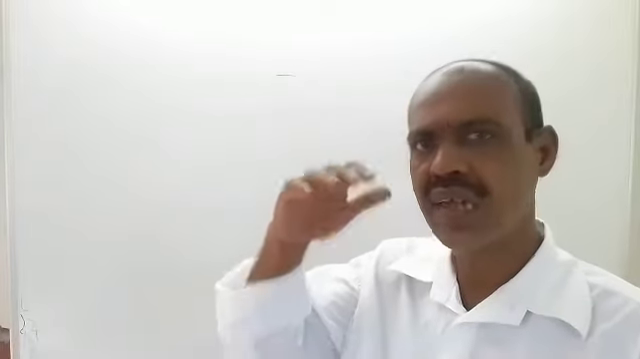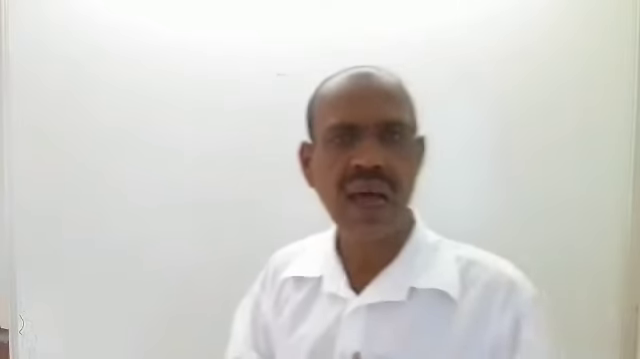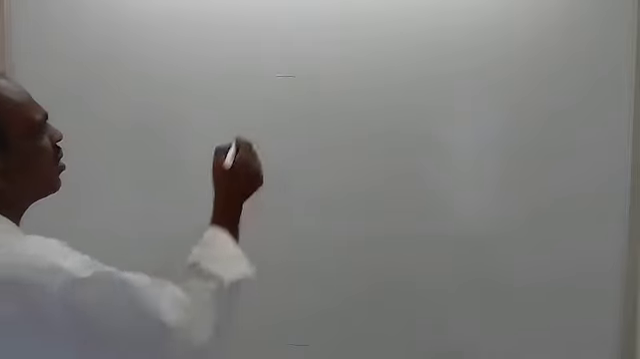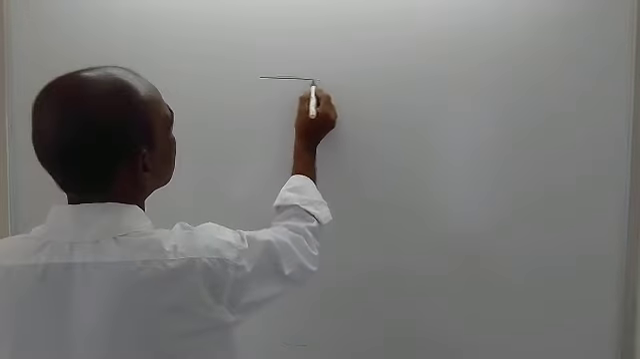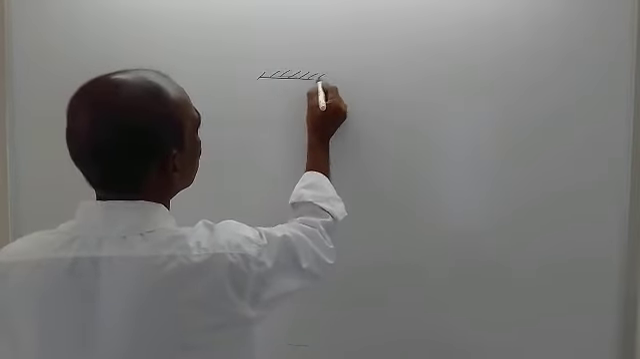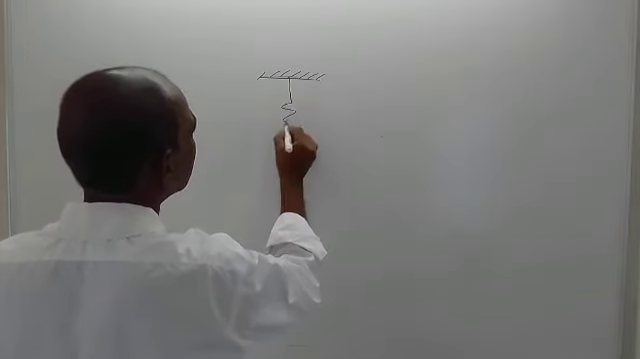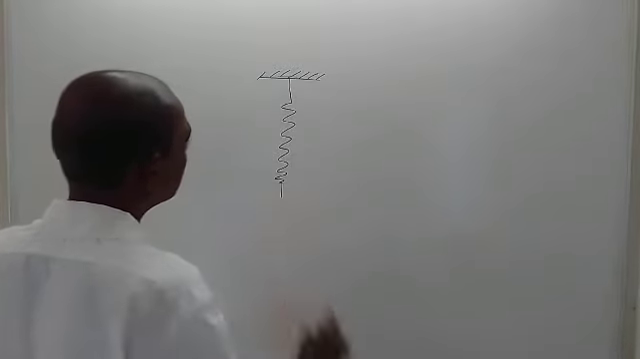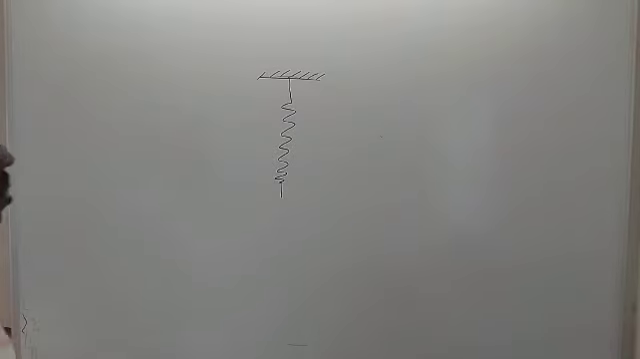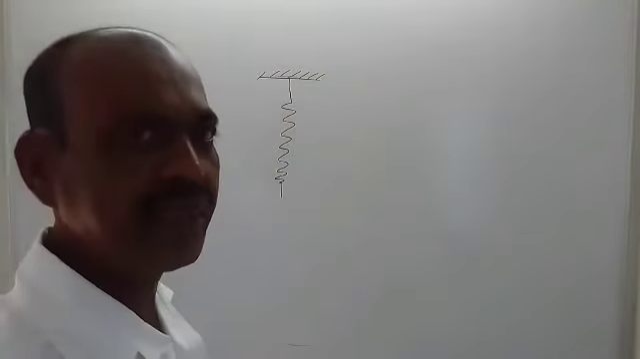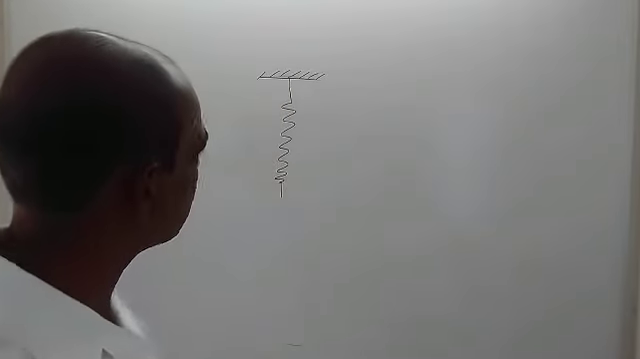There is one spring hanging from the ceiling, and at the end of the spring one weight is attached, and there will be longitudinal vibration of the spring. Let me draw the same. Suppose this is the ceiling, and here this is the spring. This is vertically hanging from the ceiling. This spring is hanging.